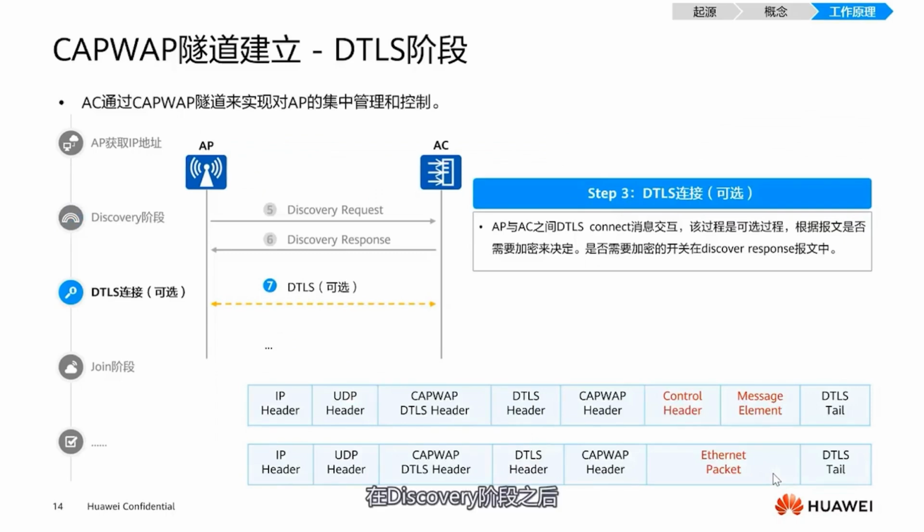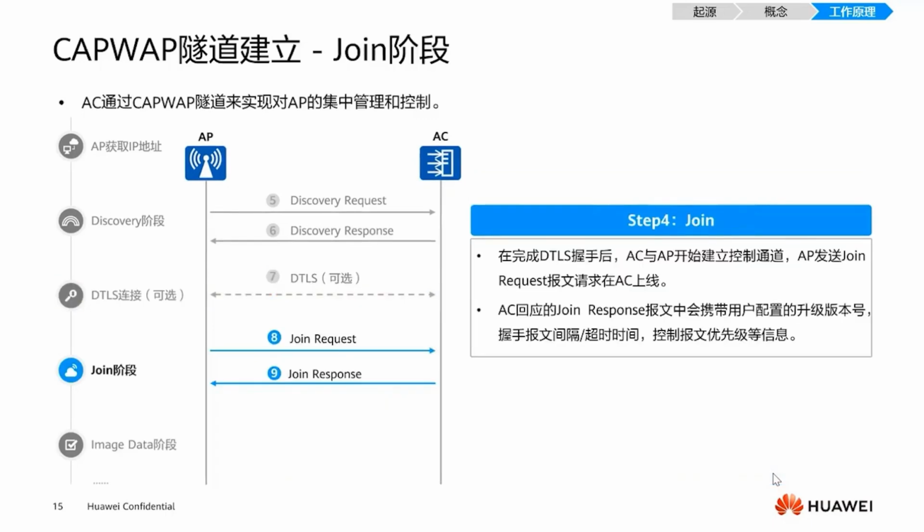After the discovery phase, there is an optional DTLS phase. Whether to undergo the DTLS phase depends on the CAPWAP tunnel and whether encrypted transmission is needed. This is determined by UDP messages. If needed, the message will include a DTLS header and a footer, adding 2 segments in the data. This is the DTLS phase. Join phase. First, the AP sends a join request to join the AC. The AC then responds whether it allows the AP to join.